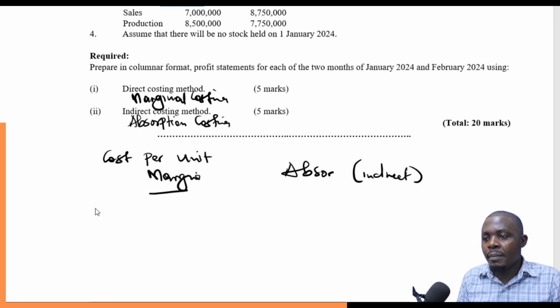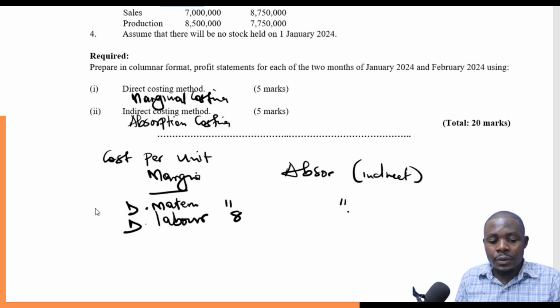Now here, marginal, we have the direct material. Direct material we have that is 11. The same applies here, we have 11. We have direct labor, it is 8 shillings. Here we also have 8 shillings for absorption costing.